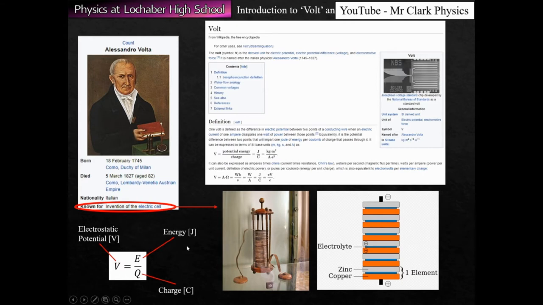At the time, Volta's big competition, or main opposition, I suppose, was someone called Galvani. And Galvani was not a physicist, he was a medical person. He was a doctor or a surgeon, and he was employed at a university giving lectures on anatomy. So how the different parts of the human body go together.